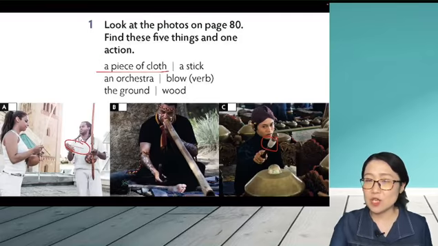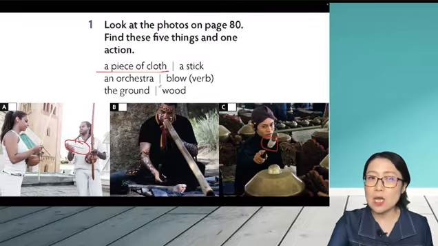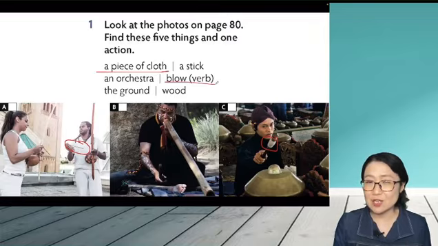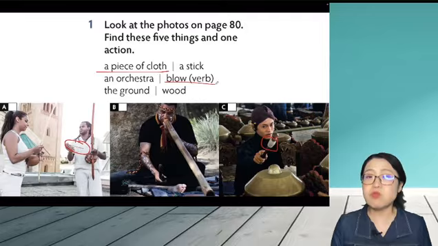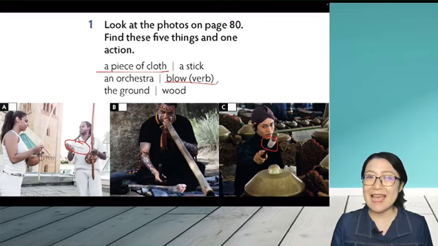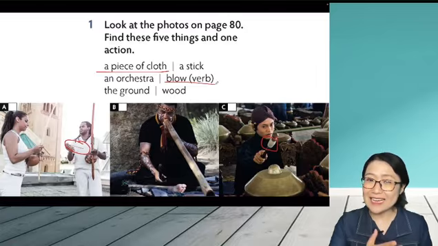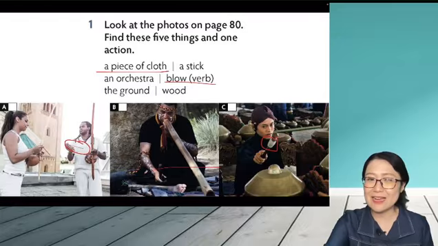And let's see. And in which of the picture can you find blow? This is an action. 这是一个动作。Which picture? That's right. It's picture B, right? And the next one, the ground. So in which picture can you find the ground? That's right, the ground. So you see here. This is the ground, right?